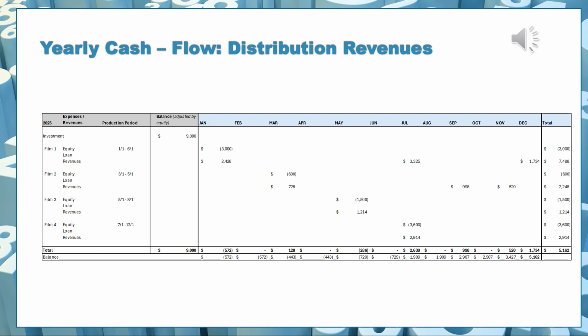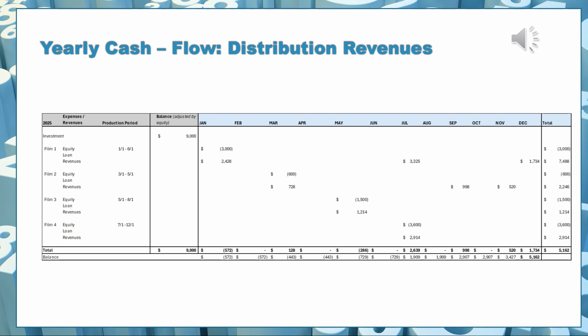And then we are actually gaining money for the first time. We are cash flow positive in July, and that has to do with 2 large distribution payments that are being made in July in connection with 2 films, Film 1 and Film 4. And that gets us to a positive cash flow for the first time at $1,909,000.